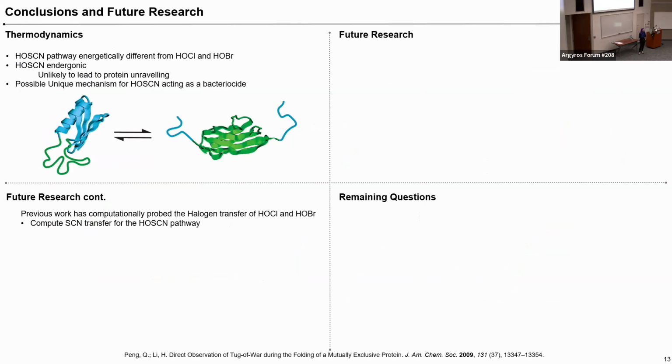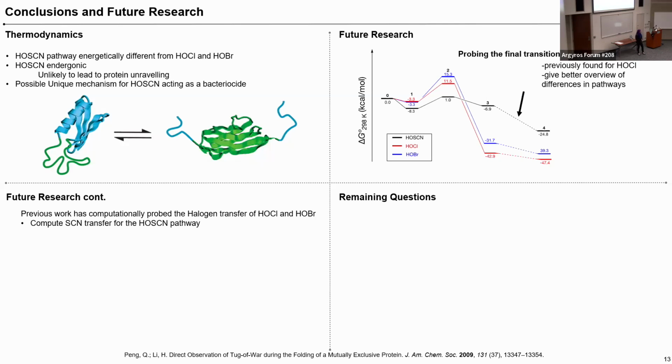So, conclusions and future research. The HOSCN pathway differed greatly from HOCl and HOBr. It's actually endergonic, meaning that it is unlikely to cause that protein unraveling. And it possibly has a unique mechanism for being a bactericide.